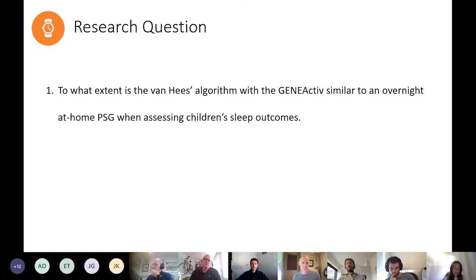So in this study, I want to look at the validity of this algorithm among children. My research question is: to what extent is the Van Hees algorithm with accelerometers similar to an overnight at-home polysomnography assessment when assessing children's sleep outcomes?